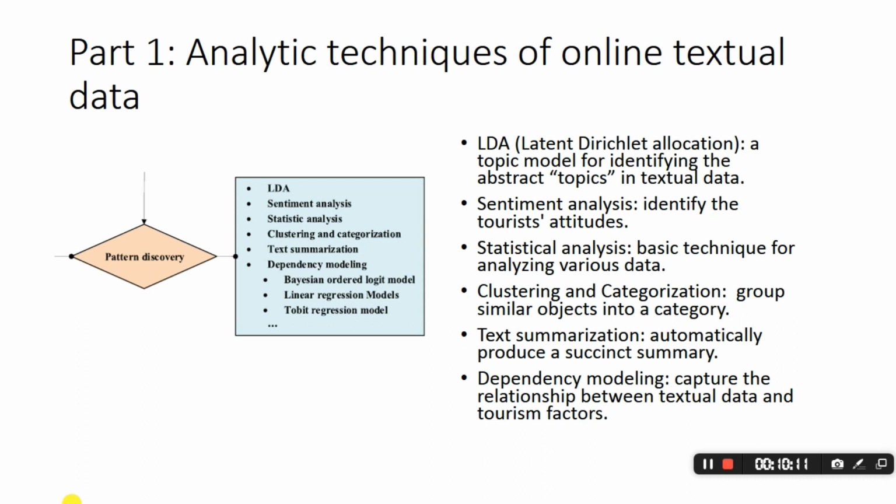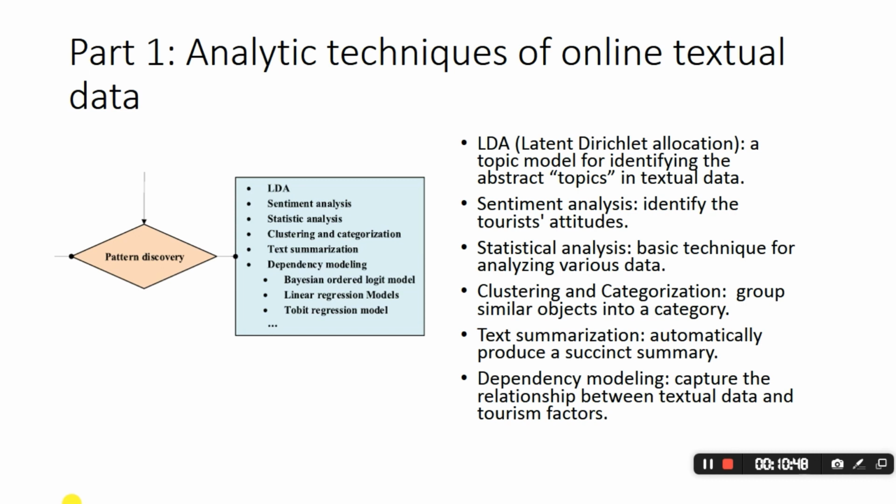Clustering and categorization means to group a set of similar objects in one group, and these grouped objects are different from other grouped objects. From my point of view, this is quite similar to content analysis. Text summarization is to automatically produce a brief summary of a single or multiple documents. A brief summary is the key information from the original text.